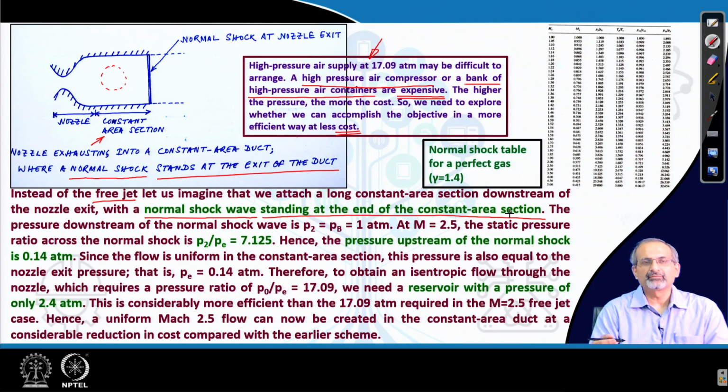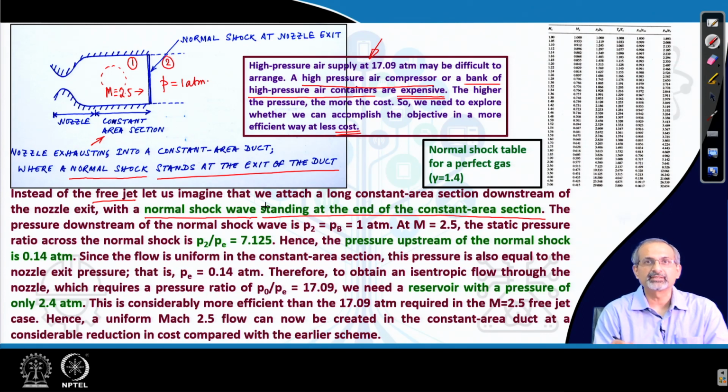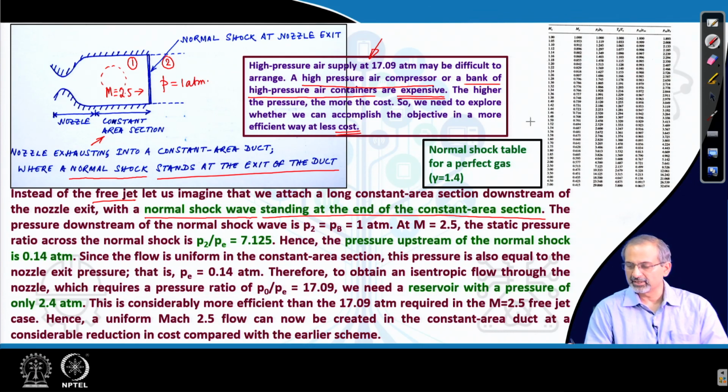Beyond the shock wave, we should restore the 1 atmosphere pressure. Remember that Mach 2.5 flow is approaching from the left, it crosses a normal shock and it reaches a pressure of 1 atm after the shock. So, region 1 is ahead of shock, region 2 is behind the shock. So, we just make use of normal shock calculations. Again, we can go back to our gas tables and look up the normal shock tables there for a perfect gas.